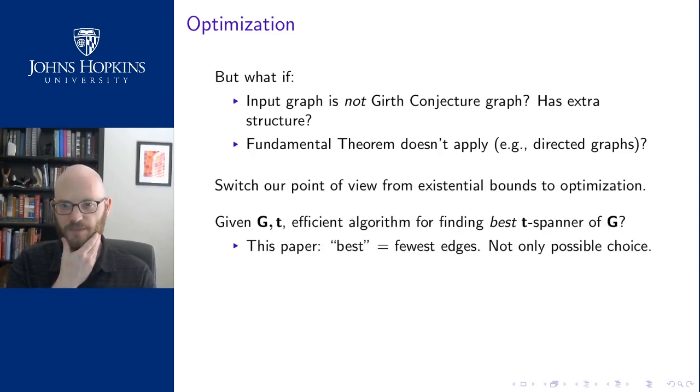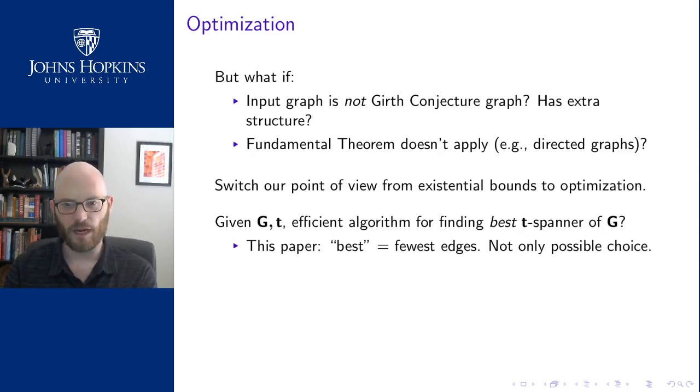So what we're going to do in this paper, and this is not the only thing you can do, but it's a nice thing you can do, is switch our point of view from existential bounds to optimization. The fundamental theorem, these trade-off theorems, are existential. It says every graph allows this, and there are graphs where you can't do better. What it doesn't say is anything about a particular input graph. That's what we get with optimization.